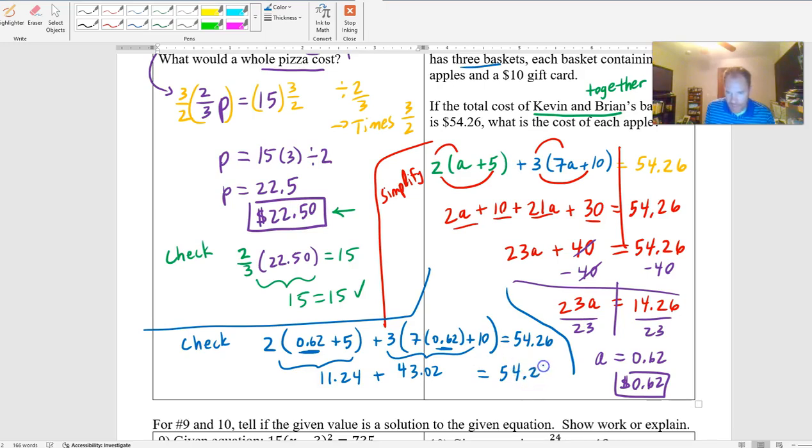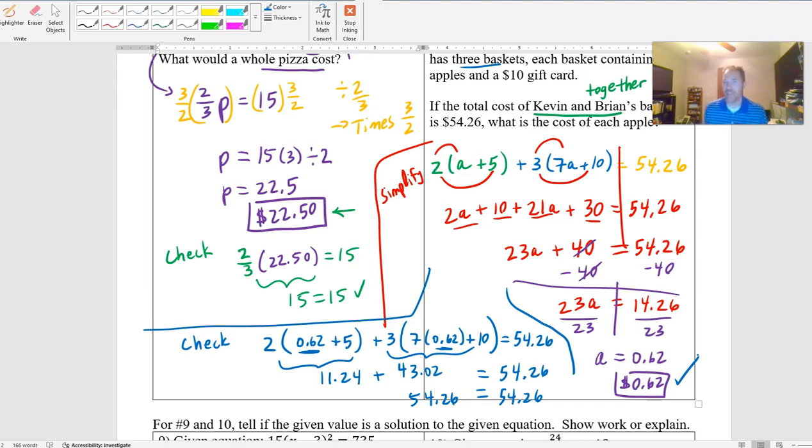And so we're hoping that that all equals $54.26. And I know we got the 26 cents, 24 cents and 2 cents is 26 cents. 11 and 43, yeah, that checks out. $54.26 is equal to $54.26. So each apple being 62 cents, unless my equation is wrong, that seems like a good answer.